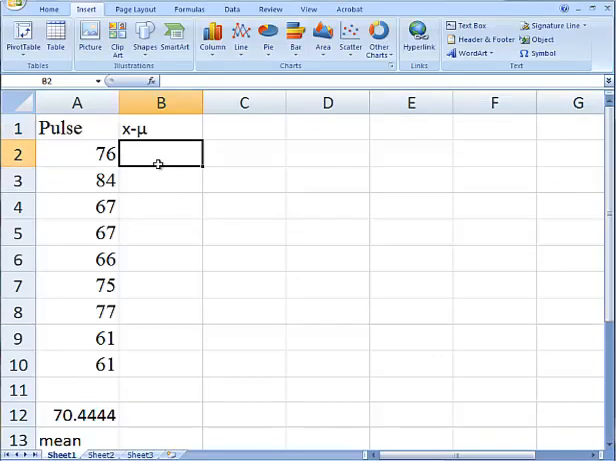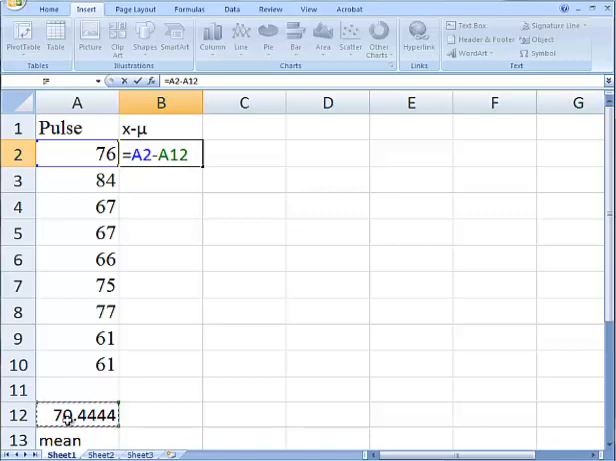And to do x minus mu, again, we have to do equals, and we want our x to come from column A, so this is the first one, minus the mean down at the bottom. Now, one thing we have to do, because we want the mean value to stay constant throughout all of our calculations, is we need to put a $ sign in front of and after the A.